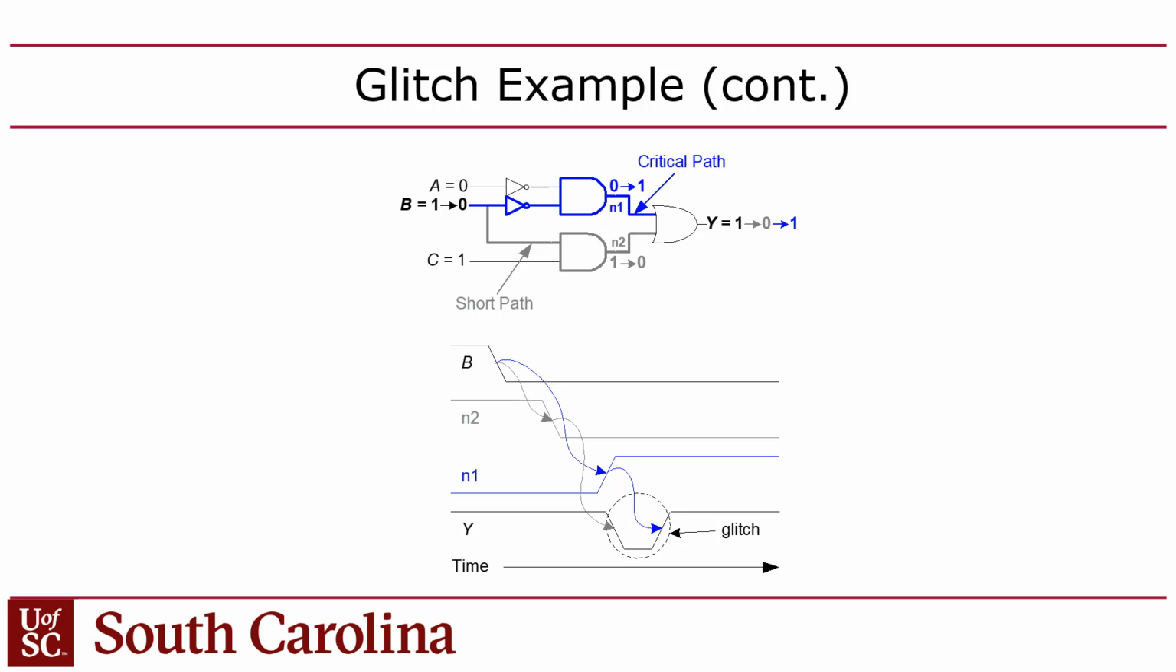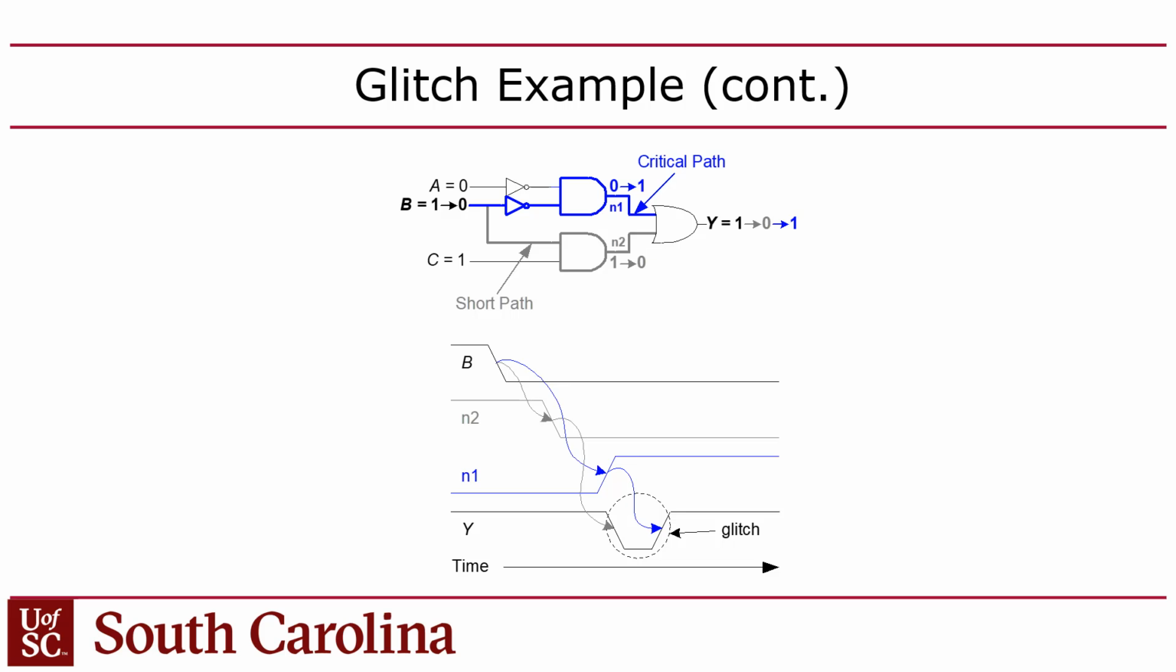Make sense? So if you change B from 1 to 0, that will cause the output of this AND gate, which is N2, to switch from 1 to 0, because previously it had a 1, 1, and we're going to 0, 1.